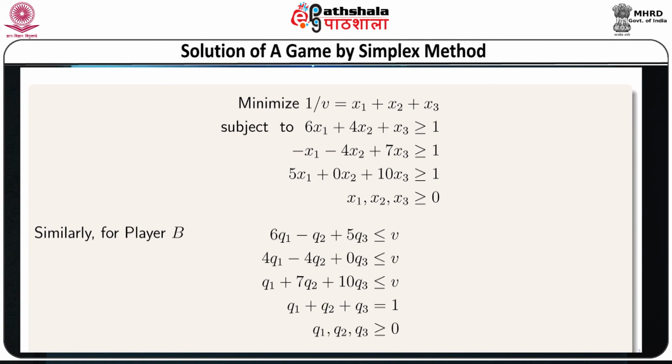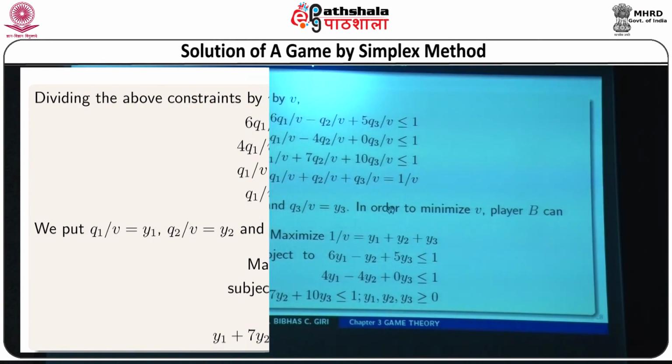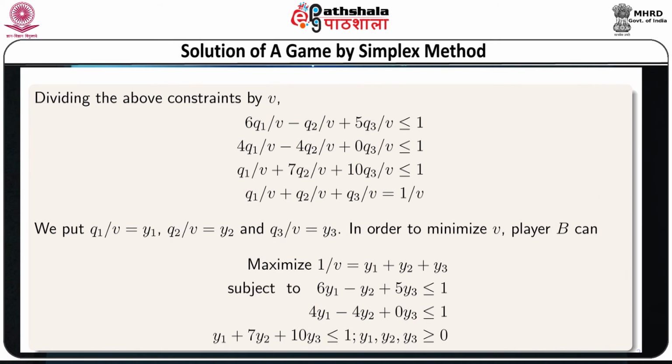Similarly, for the player B, we can derive the problem as maximization type, maximize 1 by V equal to y1 plus y2 plus y3, where y1 equal to q1 by V, y2 equal to q2 by V, and y3 equal to q3 by V. And we also get the constraints 6 y1 minus y2 plus 5 y3 less than equal to 1, 4 y1 minus 4 y2 plus 0 y3 less than equal to 1, y1 plus 7 y2 plus 10 y3 less than equal to 1, where y1, y2, y3 are all greater than equal to 0.